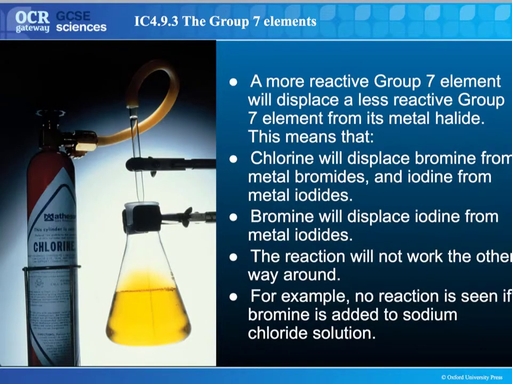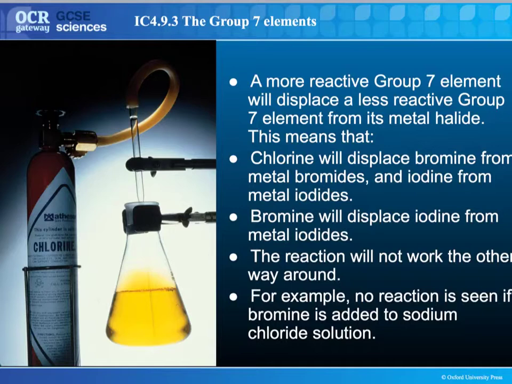Because of this pattern in reactivity, if you try to carry out a displacement reaction, i.e. if you get a group 7 element and try and react it with a metal halide of another group 7 element that is less reactive, so for example if you had chlorine and tried to react it with potassium bromide, then because the chlorine is more reactive than the bromine, the chlorine displaces the bromine from the solution. What you can see here in this picture is that chlorine is being reacted with potassium bromide. That's pushing the bromine gas out of the solution.